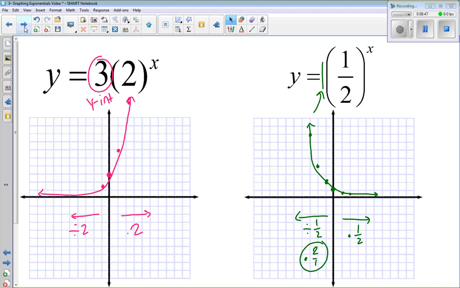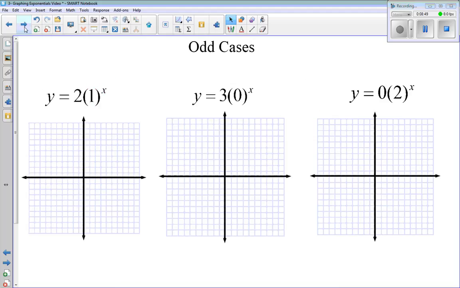Okay, so they don't look funky at first glance, but let's go ahead and look at this one. We're going to start at 2. Then we're going to multiply times 1. 2 times 1 is 2. 2 times 1 is 2. 2 times 1 is 2.